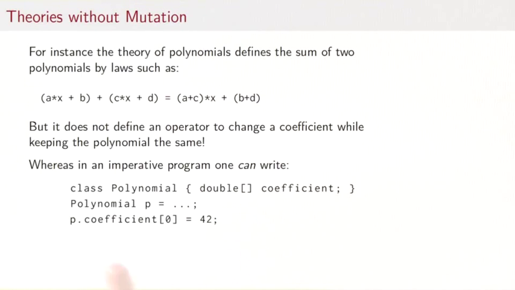One can write a class Polynomial that would have an array of doubles containing the coefficients. One can then define a concrete polynomial p, and set the coefficient 0 of that polynomial to 42. When one does that, the polynomial p is still the same. That in mathematics simply is not available. It would detract from the theory, and in fact could damage this theory by breaking laws.